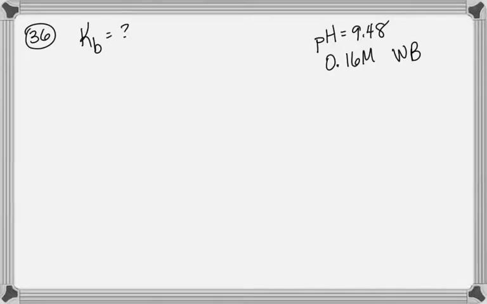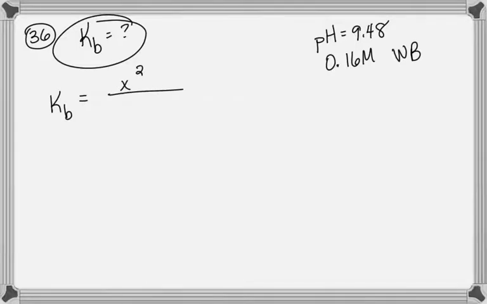Okay, from the ice table, we know that if we were to do an ice table for a weak base, it would look like this: the KB is equal to x squared divided by the concentration of the weak base minus x. And now usually when we do an ice table, we're solving for x so that we can calculate the pH. And when we do that, we eliminate this x to avoid the quadratic. Okay? Well, what is x? Since you're using a KB, you know that x is equal to the concentration of the hydroxide ion.